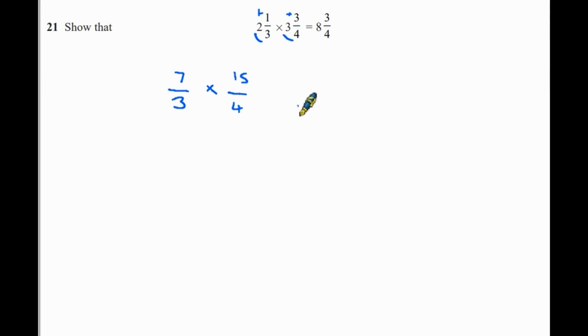We're now in a position to multiply these together. It is simply 7 times 15, so that is 105, and on the bottom it's 3 times 4, which is 12. A good thing to do now would be to simplify our answer. So if we simplify this down, we'll find that both the top and the bottom will divide by 3. So 12 divided by 3 is 4, and 105 divided by 3 is 35.